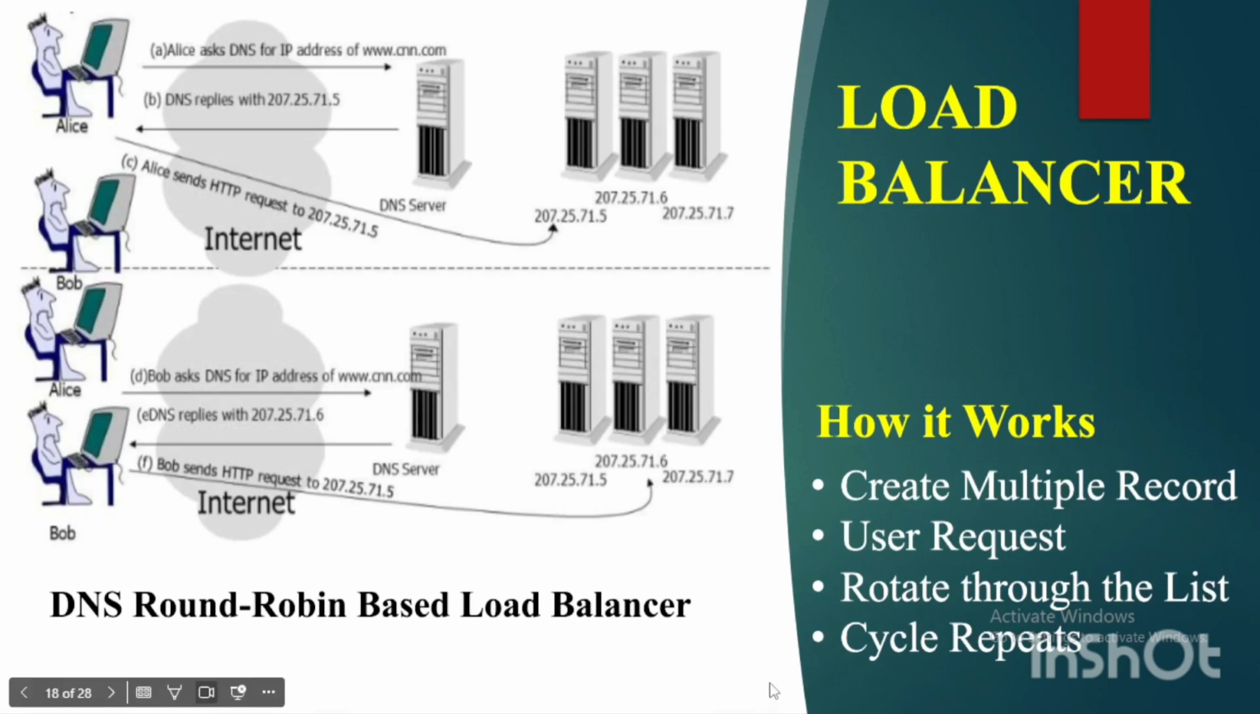Now let's talk about load balancing. DNS round robin load balancing is a simple way to share traffic across multiple servers. The DNS keeps several IP addresses for the same domain. When users send requests, DNS rotates through the list: server 1, then server 2, and so on, and the cycle repeats. This evenly spreads user load without special hardware, but if a server fails, a cached DNS record might still send users to it. That's the main drawback.